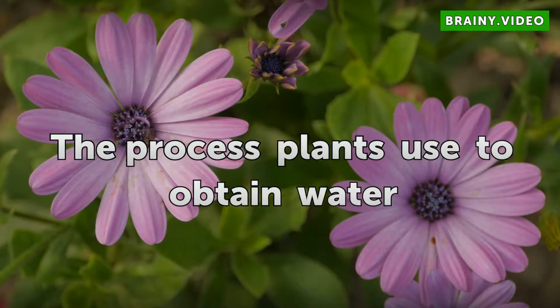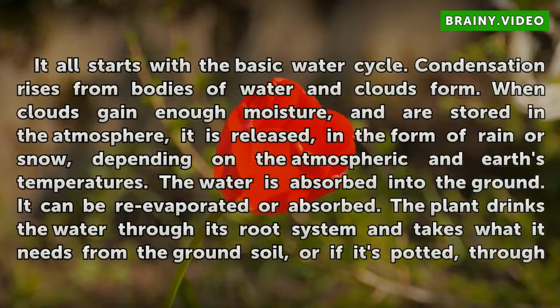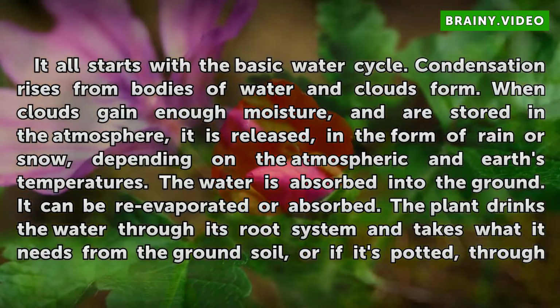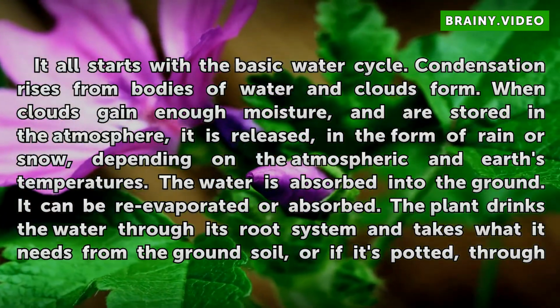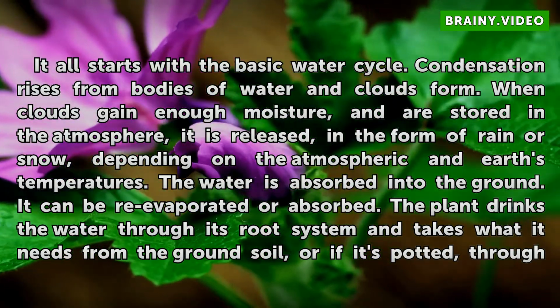The process plants use to obtain water. It all starts with the basic water cycle. Condensation rises from bodies of water and clouds form. When clouds gain enough moisture, and are stored in the atmosphere, it is released in the form of rain or snow, depending on the atmospheric and Earth's temperatures.